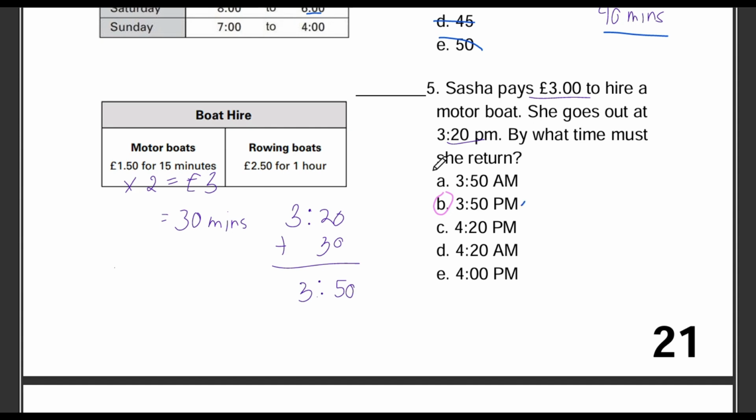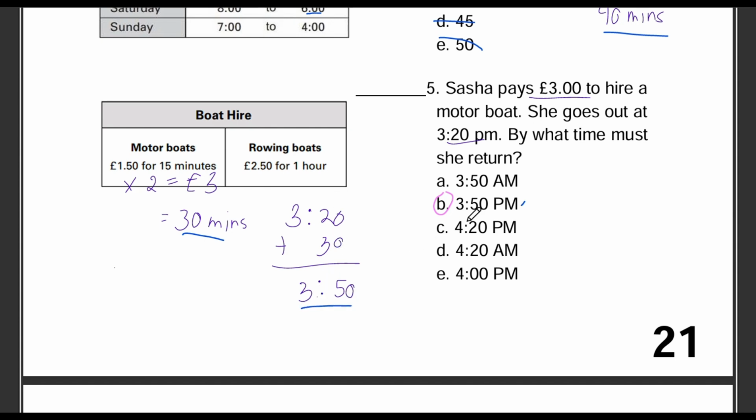Explanation. The motorboat hire costs £1.50 for 15 minutes. Since Sasha paid £3, that means she hired the boat for 30 minutes because 15 minutes plus 15 minutes is 30 minutes. So we add 30 minutes to her starting time. 3:20 p.m. plus 30 minutes equals 3:50 p.m.